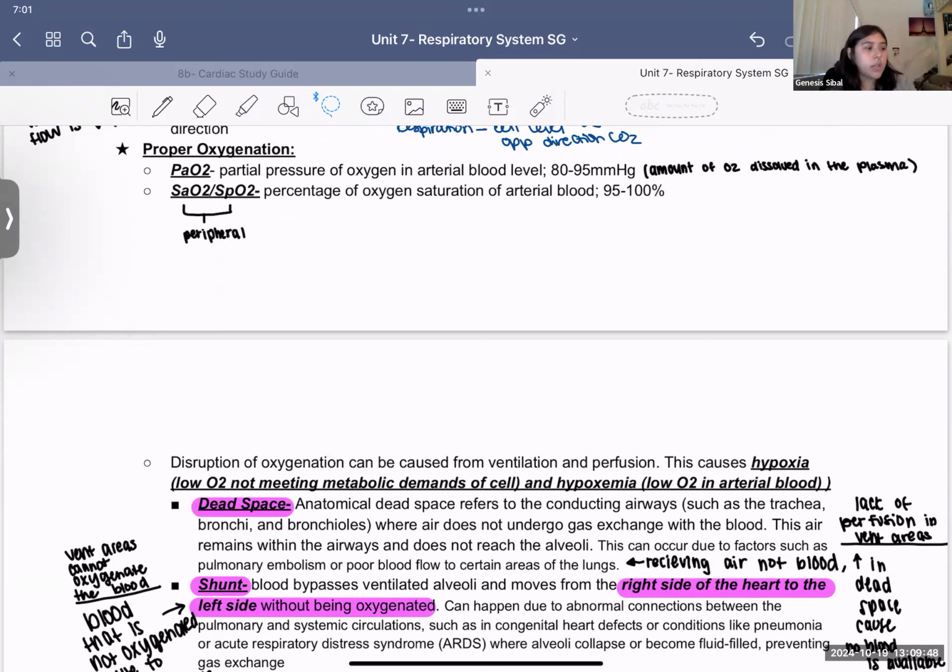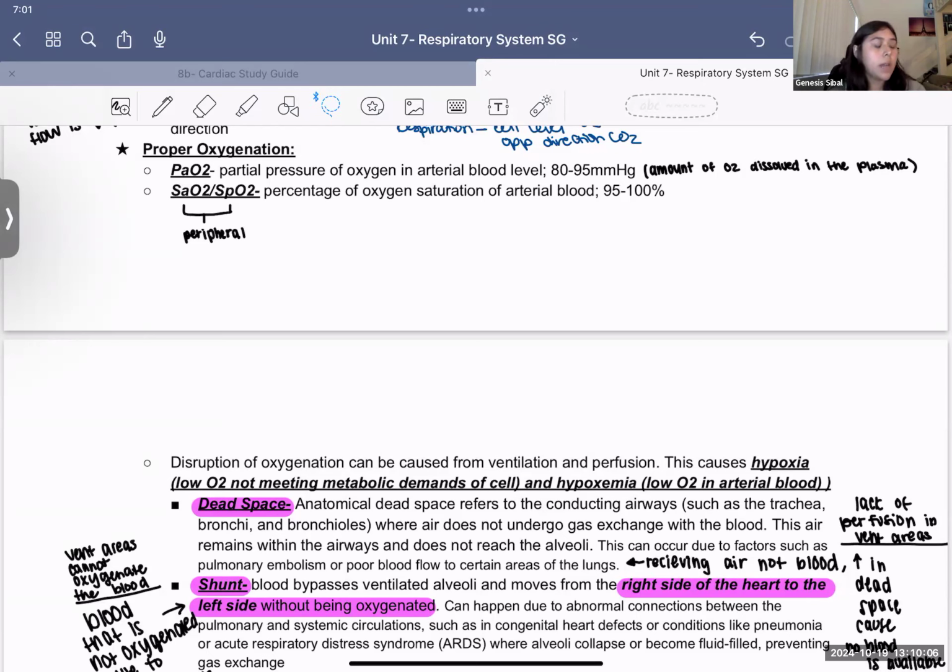For proper oxygenation, we look at PaO2, SaO2, and SpO2. PaO2 is the partial pressure of oxygen, which is basically the amount of O2 dissolved in the plasma. Whereas SaO2 and SpO2 are the percentage of oxygen in the arterial blood.